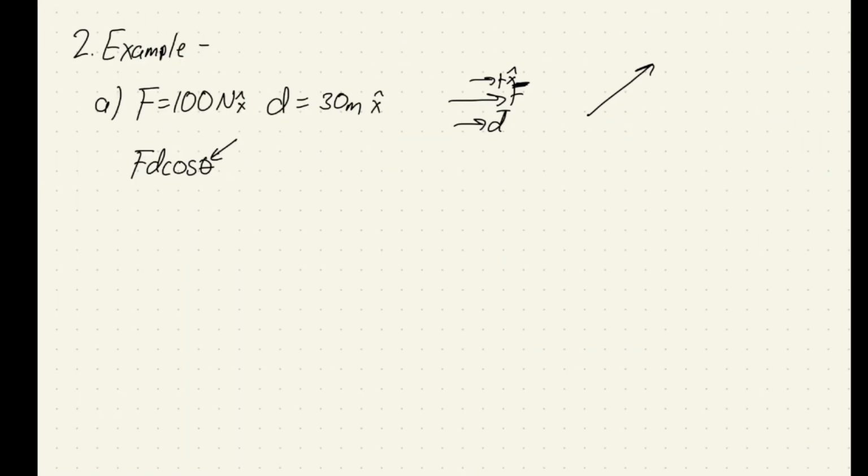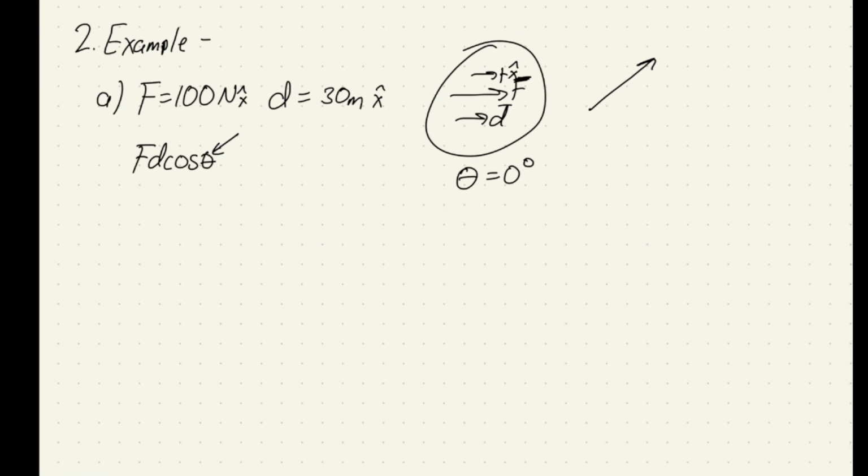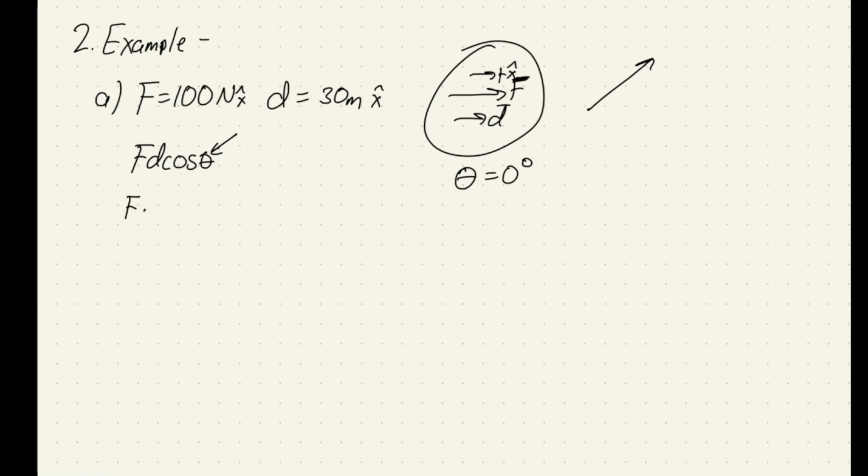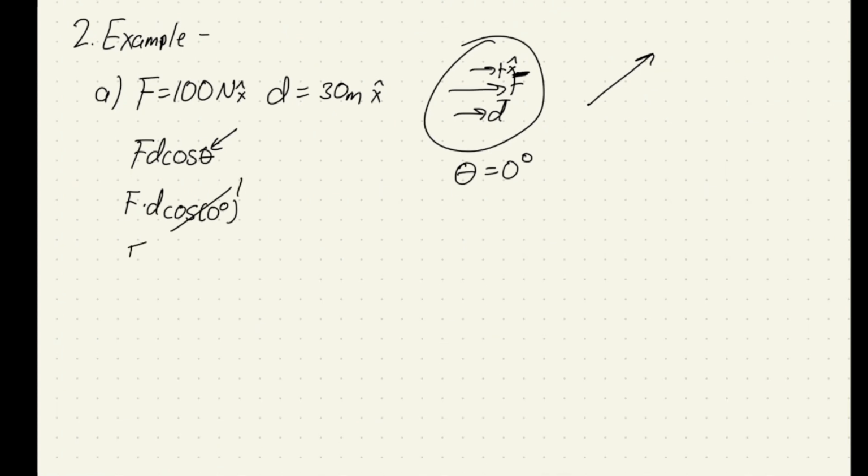So here I can see that my force and displacement are parallel to each other, so theta is 0 degrees, and that means I can calculate force times distance times cosine theta, which is cosine of 0 degrees. Cosine of 0 is 1, and I get that the work done by this force is F times D, or 100 newtons times 30 meters, which gives me 3,000 newtons times meters, which we said was a joule.